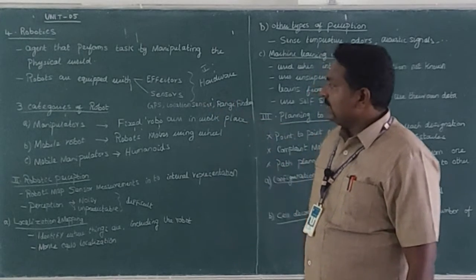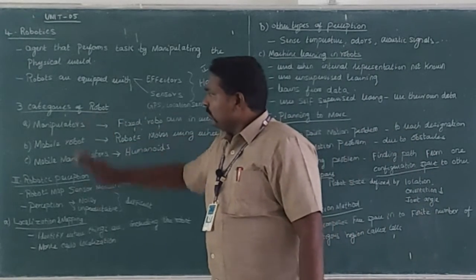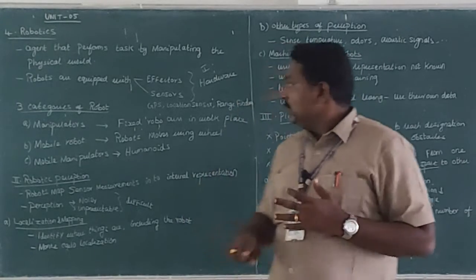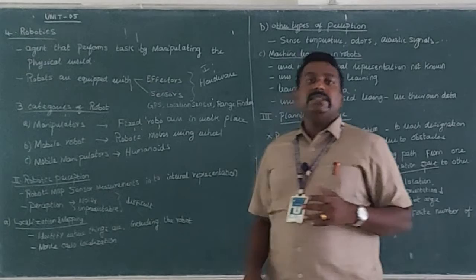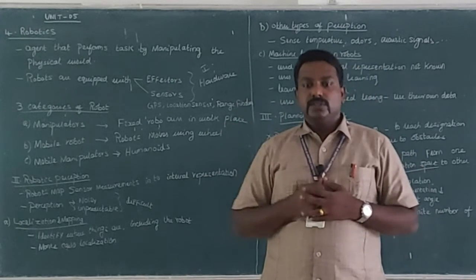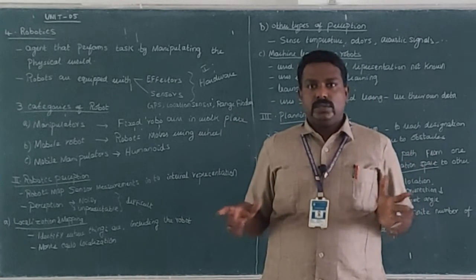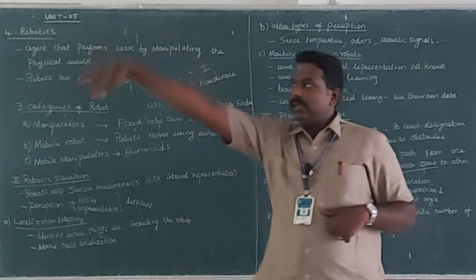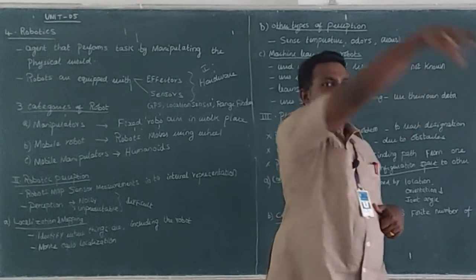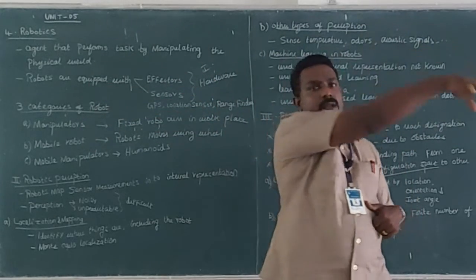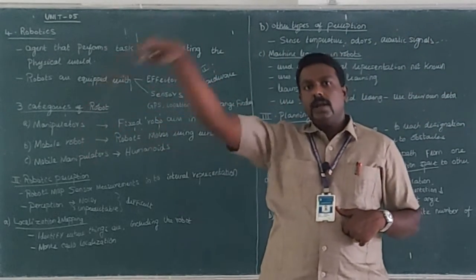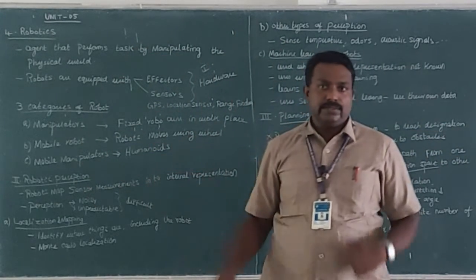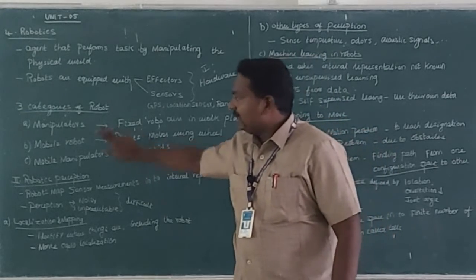Next, robots are of three types. The first one is manipulators. A manipulator is a robot with a fixed arm. The machine cannot move. It doesn't have any legs, it does not move, but it has an arm so that it can pick an object from one position and move it to another position. That you call manipulators.